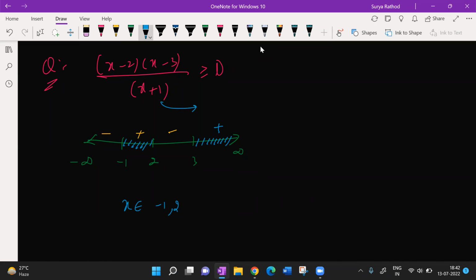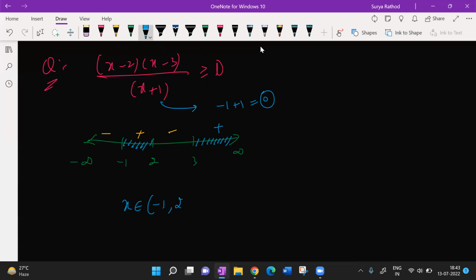Check. If you substitute -1, what happens? -1 plus 1 becomes 0. If you write a close bracket here, you are including -1. Then the denominator becomes 0. Would the function be defined properly? No, right? The denominator cannot be 0. You understand? Then I cannot include -1 here.